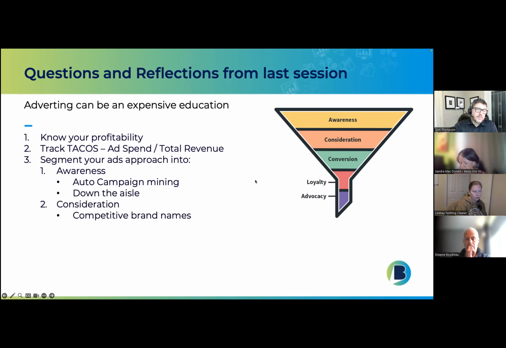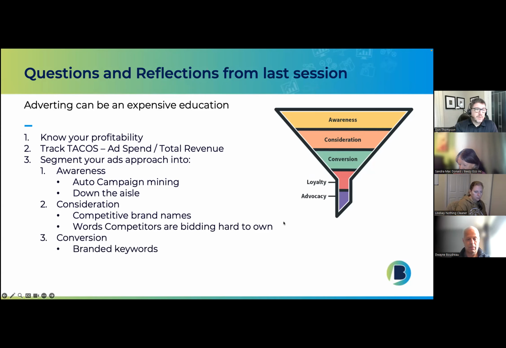Consideration, competitive brand names. So again, we'll look at my monk fruit sweetener here. Lakanto is a big brand name that people would buy for monk fruit, erythritol, all those types of alternative products. We're going to put those into our consideration campaigns, with a different budget, because we're going after brands where we can steal a sale and hopefully build loyalty and advocacy, but we also have to be managing and understand our profitability.